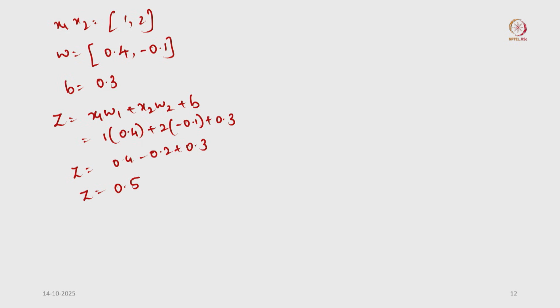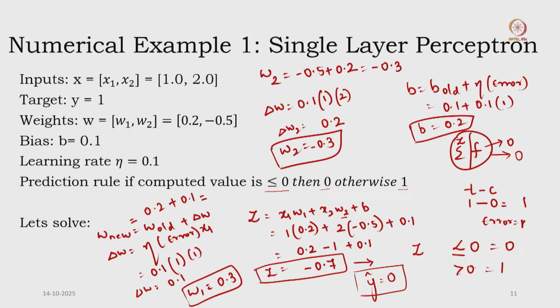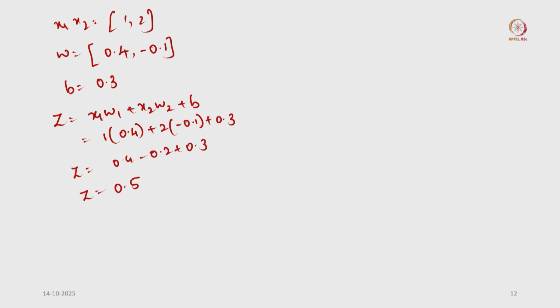Now, once we get the summation, you will be passing it to an activation. What is activation? If the value is less than or equal to 0, it is 0, but the value we got is greater than 0. So, therefore, the y hat is 1, the predicted value is 1.